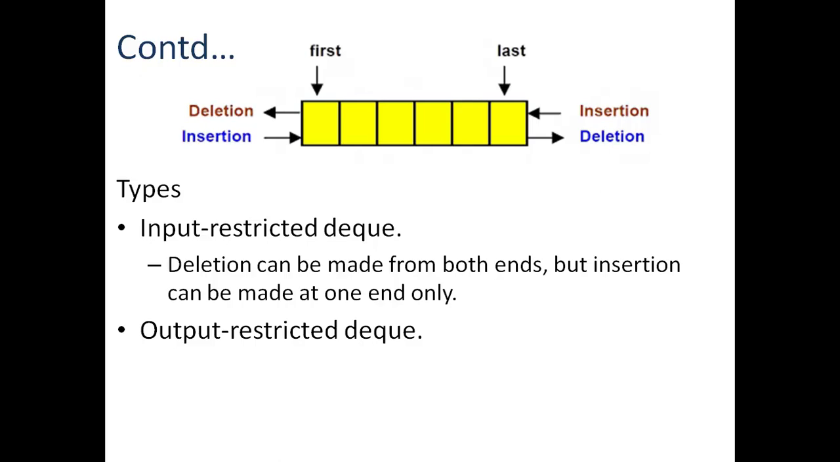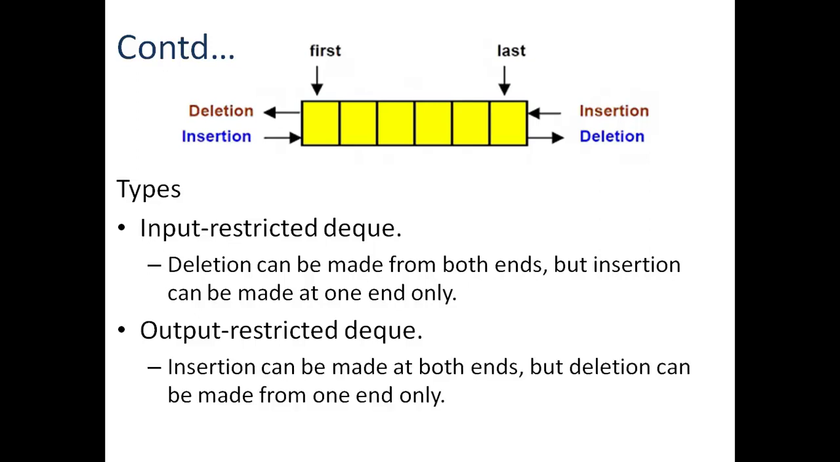Input restricted means we are putting restrictions only on the enqueue operations, that is, we have to fix one of the two ends for insertion. However, dequeue or deletion may happen from both the ends. Similarly, when we say an output restricted dequeue, then we are limiting dequeue operation at one end only and allowing insertion, that is enqueue, at both the ends of the queue.